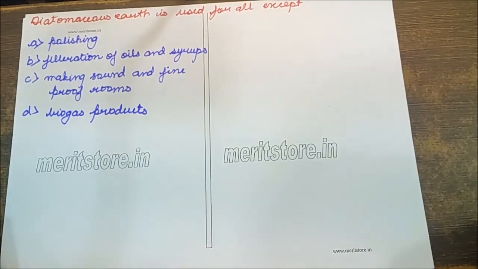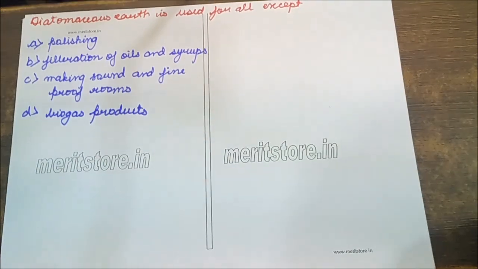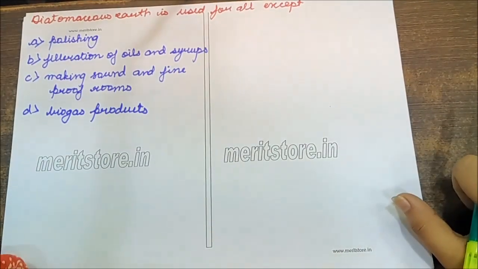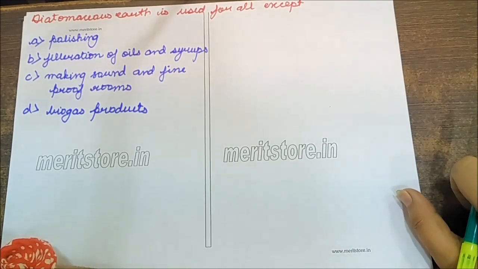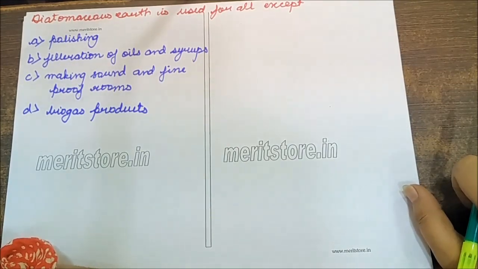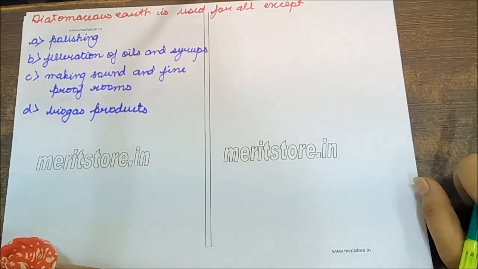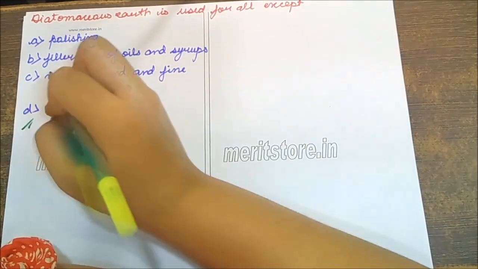Diatomaceous earth is used for all except polishing, filtration of oils and syrups, making soundproof rooms, or biogas products. Okay. Polishing, filtration of oils and syrups, making soundproof rooms, or biogas products. And the answer for this is biogas production.